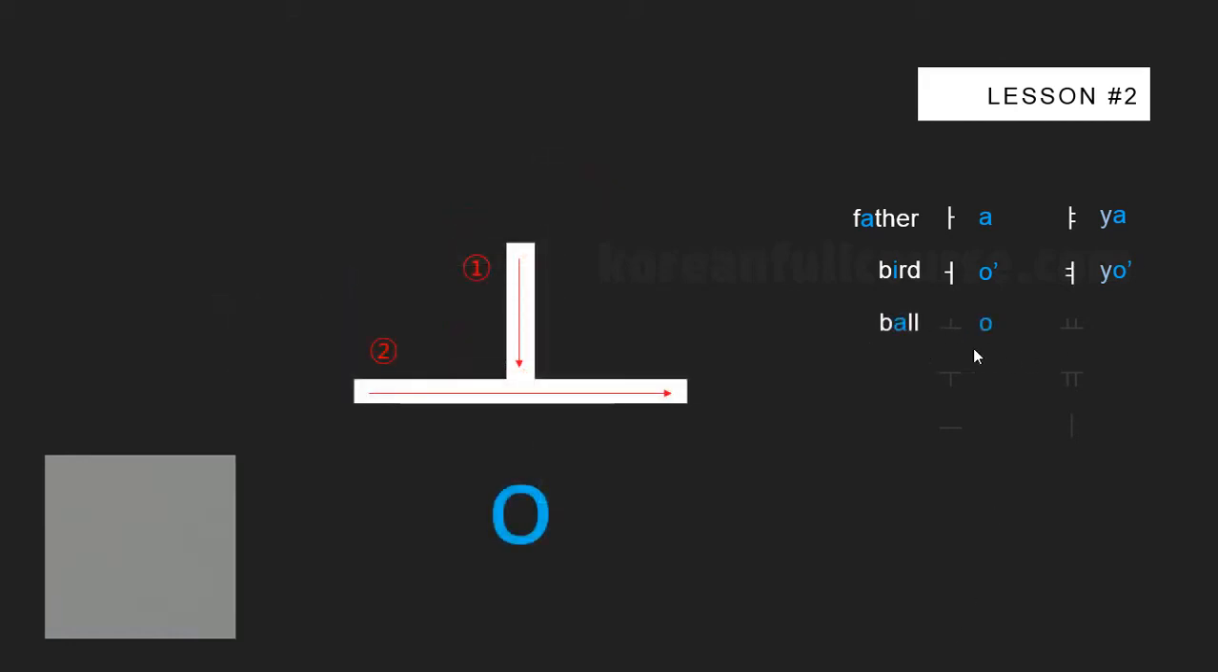The next letter is O. It often gets confused with this letter because they kind of sound similar. Especially when you start learning Korean, you can hardly hear the difference between these two letters. So this O sounds like the letter A in the English word ball. And here's the rule for how to write the letter. Start with the vertical stroke first and then draw the horizontal stroke.